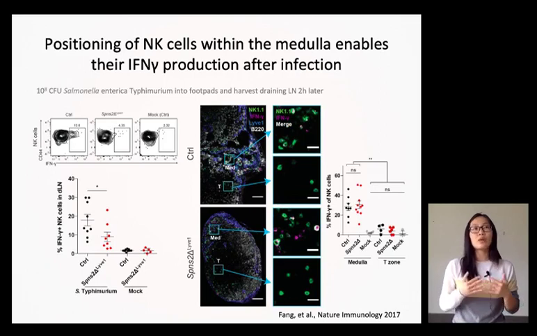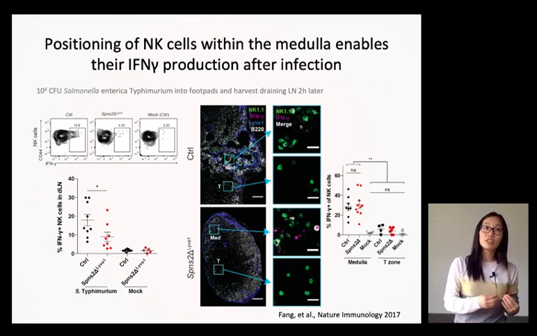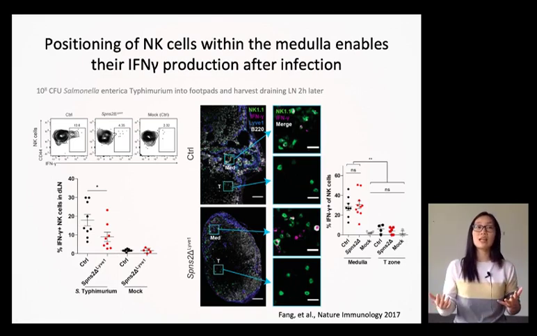To test this, we infected control and spinster2 deficient mouse foot pads with Salmonella typhimurium, and then we harvested their draining lymph nodes about 2 hours later. In spinster2 deficient mice, NK cells made interferon-γ at about half the frequency as their littermate control counterparts. But to really nail down whether this defect was a localization problem or whether NK cells in these mice were defective for some other reason, we stained draining lymph node sections for NK cells and interferon-γ.